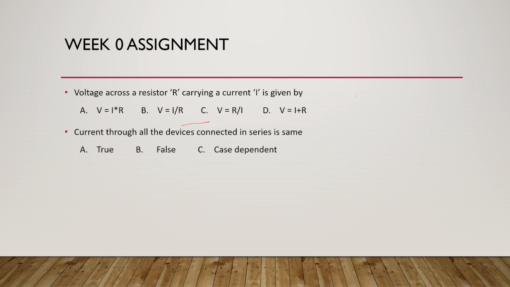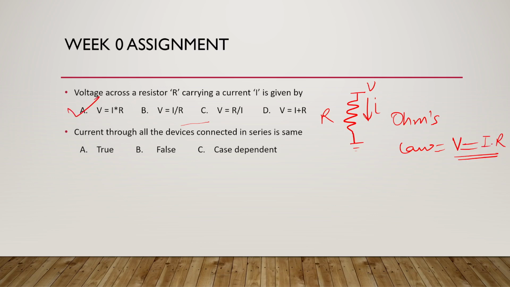Okay, so basically, if you have a resistor like this, if you have a voltage source here, so what is the current I? So we know that Ohm's law says that voltage across a resistor which is carrying a current of I is equal to V is equal to IR. This is Ohm's law. So this is the correct answer here. V is equal to IR.